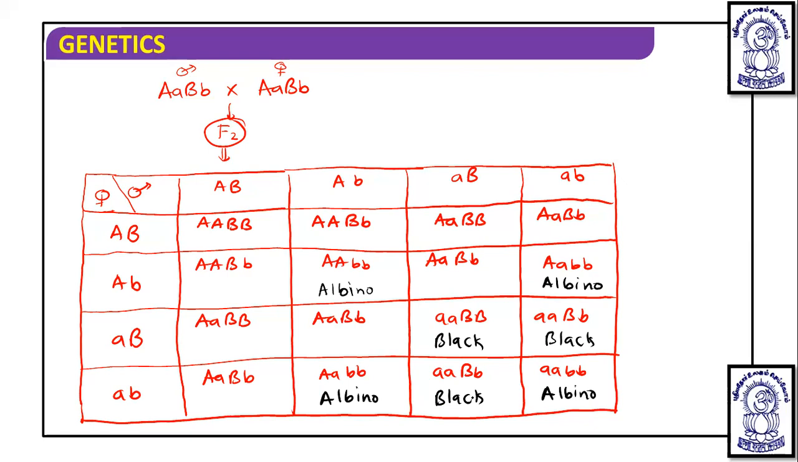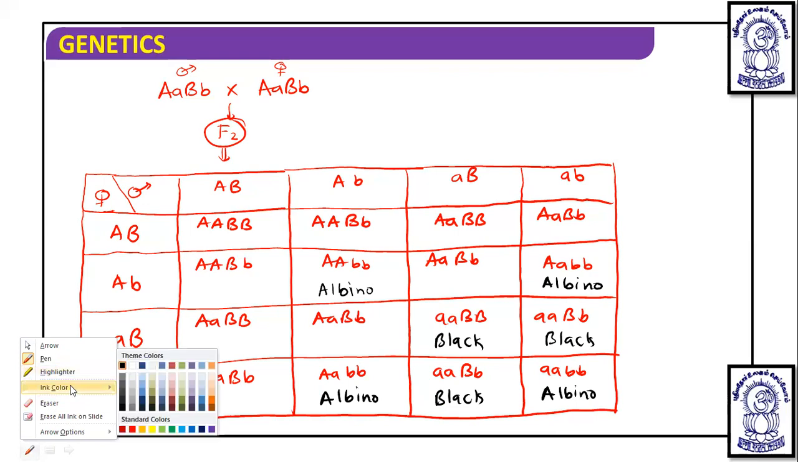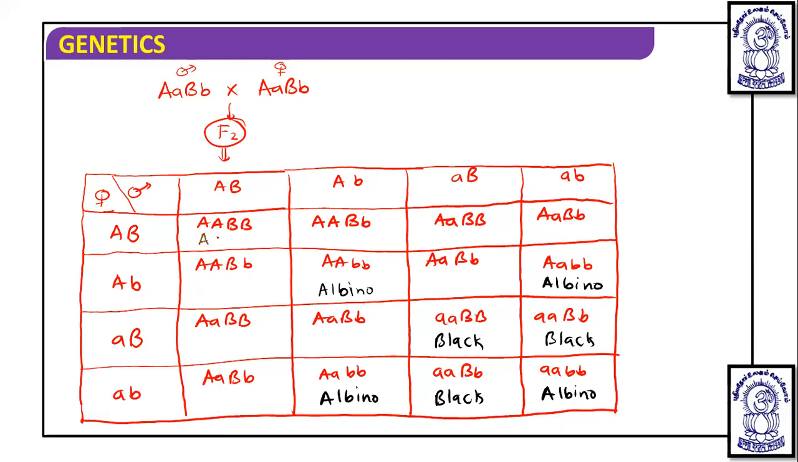Now, when A is supplemented by B, when both are dominant, in that case you will see that it is going to produce agouti. So here we write agouti. So agouti is produced only when both A and B supplement each other.